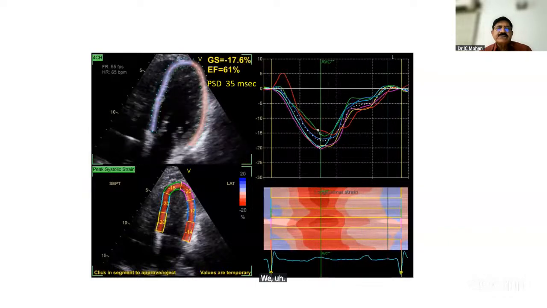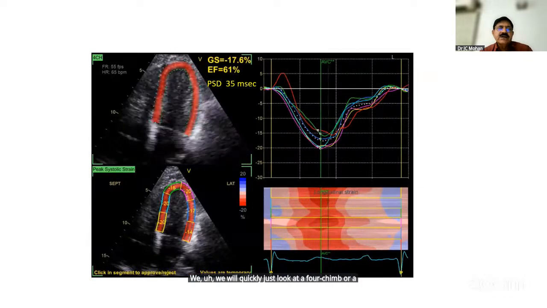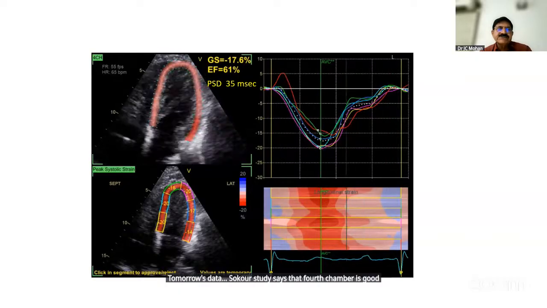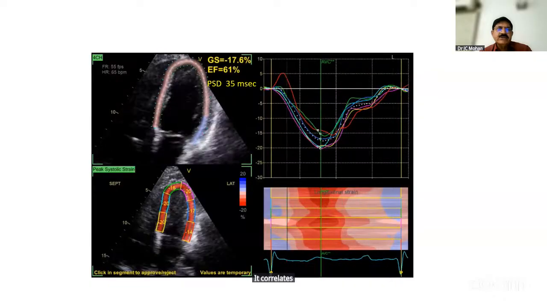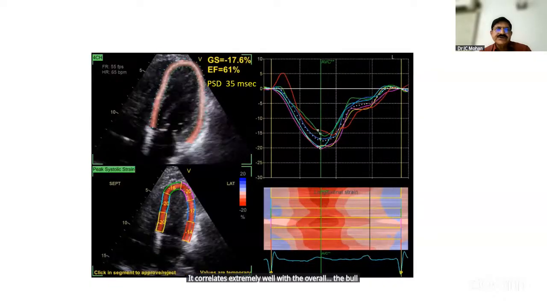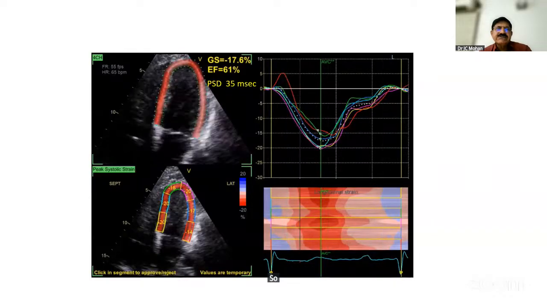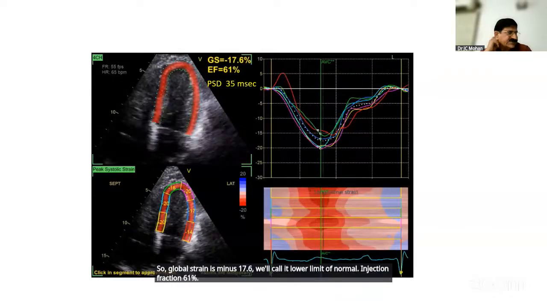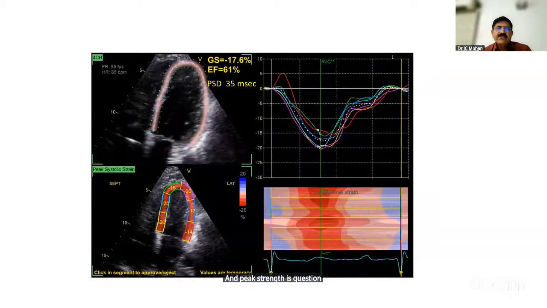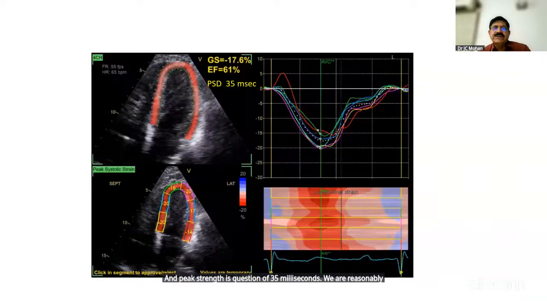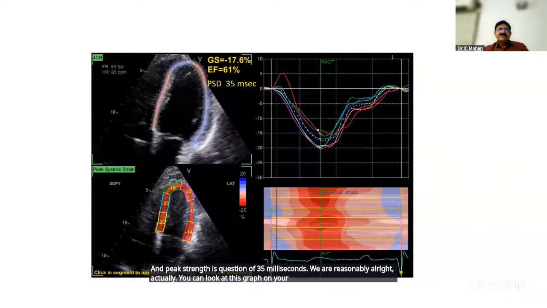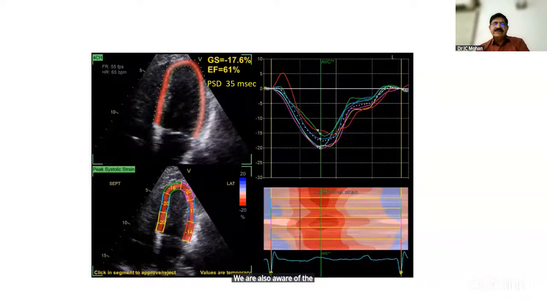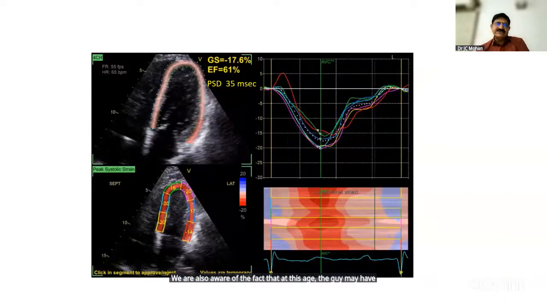We will quickly look at a four-chamber strain, and the reason is Tom Marwick's data, the Sukur study, says that four-chamber is good enough for day-to-day purposes. It correlates extremely well with the overall bullseye global longitudinal strain. So the global strain is minus 17.6. We'll call it lower limit of normal, ejection fraction 61%, and peak strain dispersion of 35 milliseconds. We are reasonably all right, actually. You can look at this graph on your right side, and you would say, okay, this strain looks pretty much all right. We are also aware of the fact that at this age, the guy may have a 17.6, which is okay.